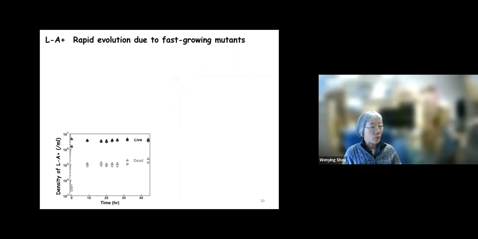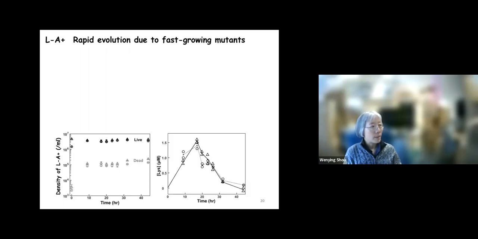So let's look at the experimental results. They indeed get into steady state for the live and dead cell densities. But this is for L minus A plus cells, and something strange actually happens. For the lysine, it's supposed to be steady state, but we don't see steady state. It basically goes up and then starts to come down. Why do you think that might be the case? I want to open this up to students, to trainees in the audience. This is exactly as expected, but why would this not be able to be maintained at a steady state?